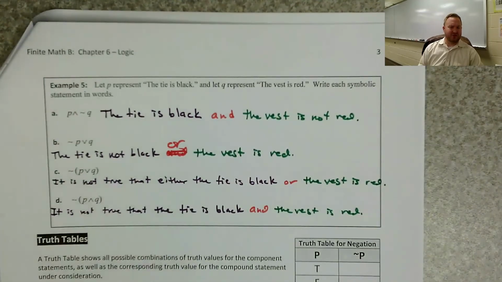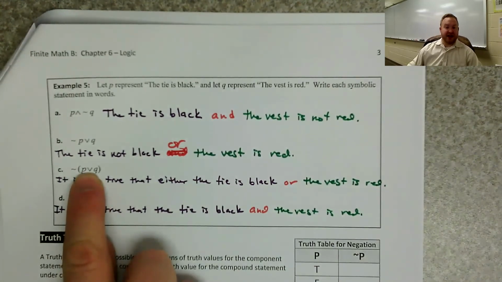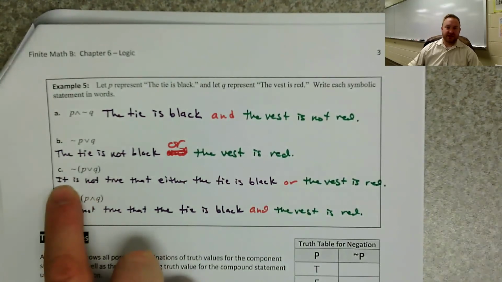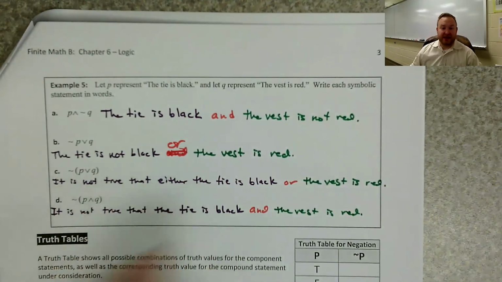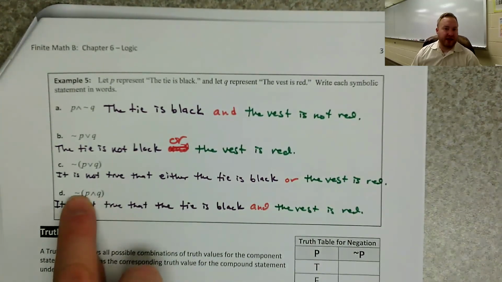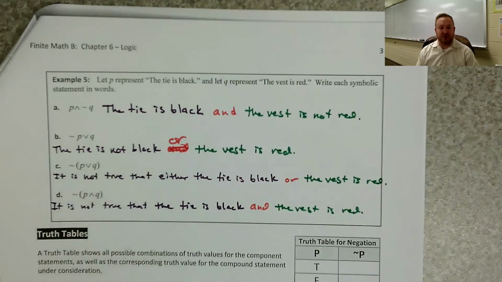These other two are a little bit tricky to write out in words because we've got the tie is black or the vest is red, and then the negation of that, which means it's not true that either the tie is black or the vest is red. Same thing here, I've got the tie is black and the vest is red, and then we negate that. So it's not true that the tie is black and the vest is red.